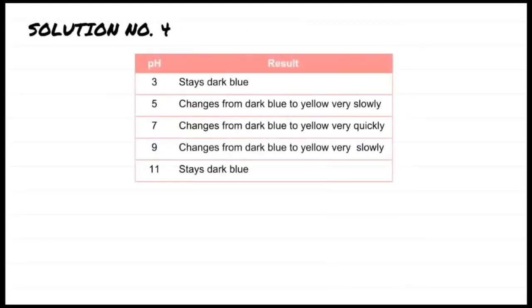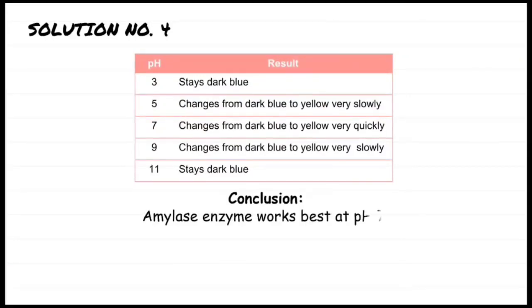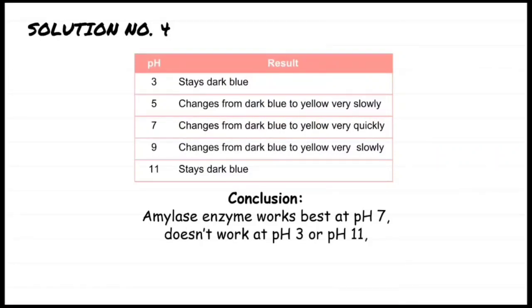Solution for number 4. This is the result. You should write a conclusion. So the conclusion is: amylase enzyme works best at pH 7 because at pH 7 the color changes from dark blue to yellow very quickly. And it doesn't work at pH 3 and pH 11 because at pH 3 and pH 11 it stays dark blue.